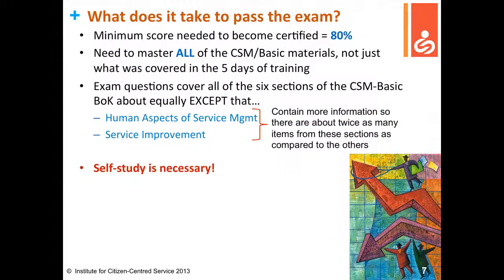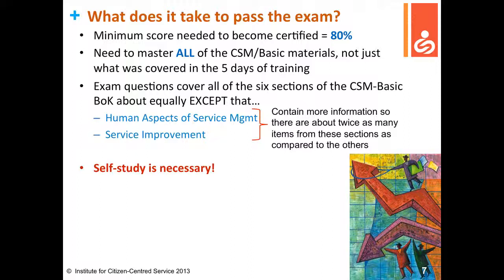Now, to pass the exam, you have to receive a score of at least 80%. And I realize that's a pretty high standard. People who've taken the exam that I've spoken to have told me that it's a tough exam. They said it's fair, but it's pretty tough. So their sense was that they truly did have to know all of the material in the first 6 sections of the body of knowledge in order to be successful.